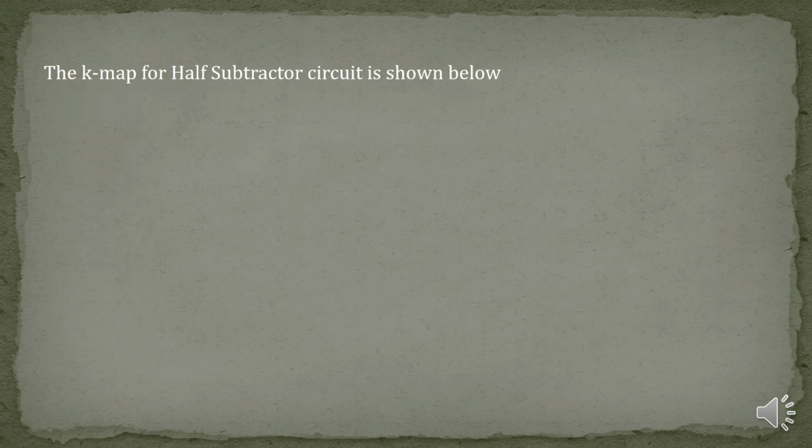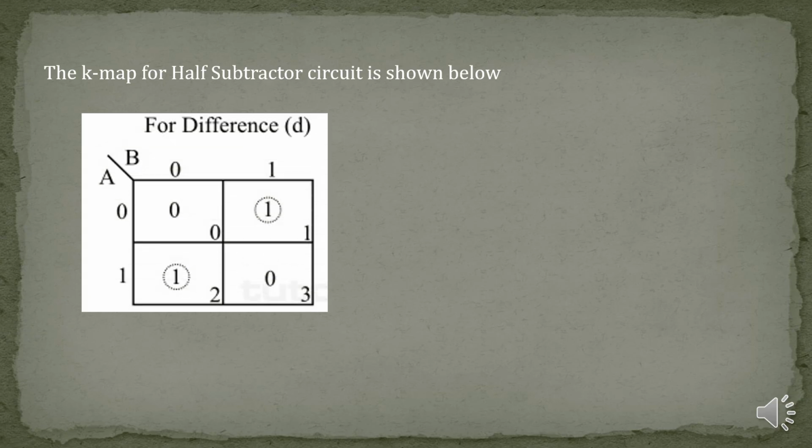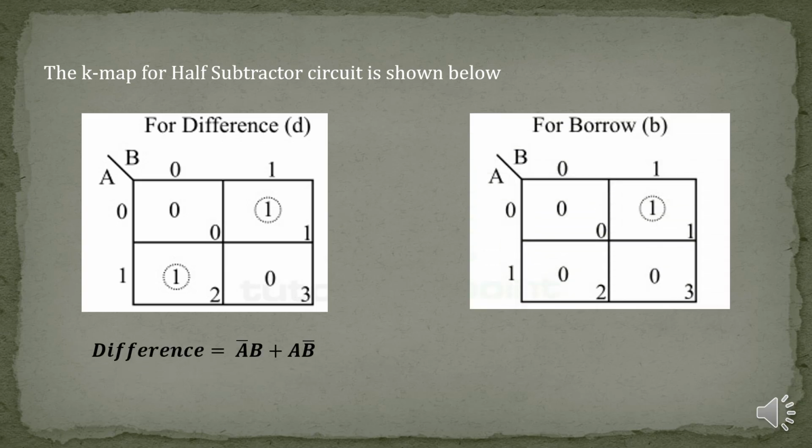The K-map for half subtractor is as shown below. This is the K-map for difference bit. Difference is equal to A bar B plus A B bar. And this is the K-map for borrow bit, and borrow is equal to A bar B.